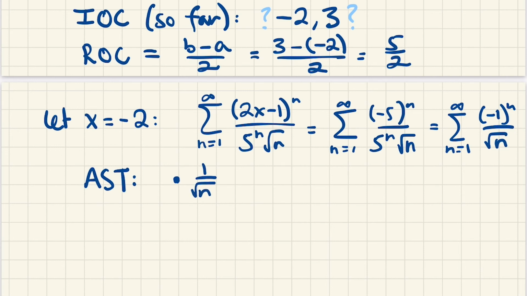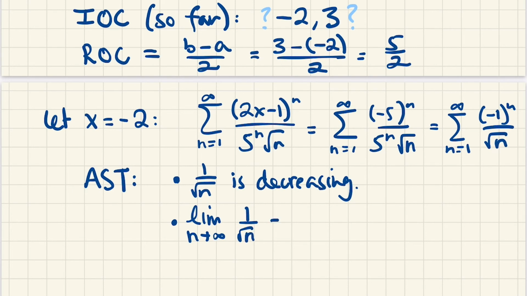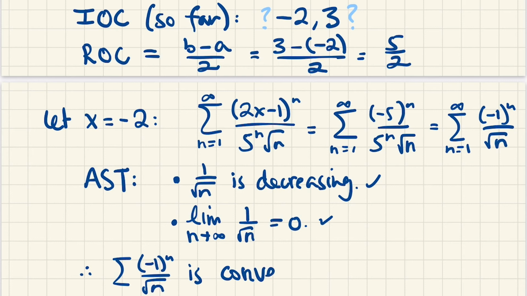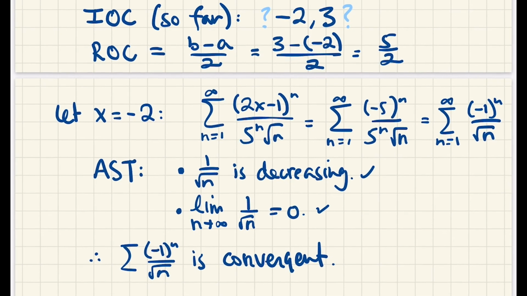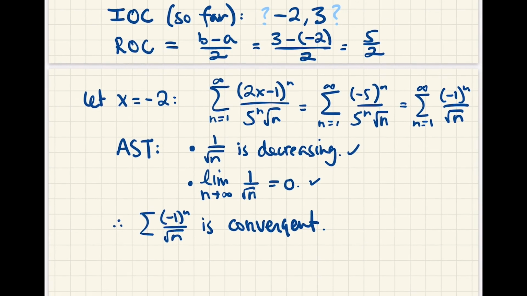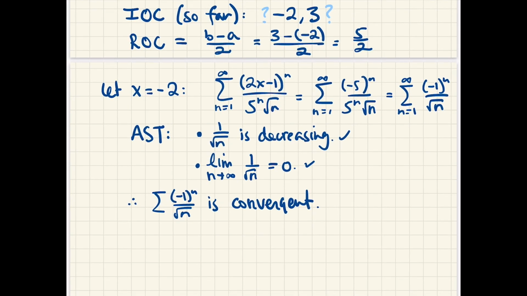So our b_n, which is this quantity here, is decreasing, and the limit of that quantity is quite clearly 0. So that means that this is a convergent series, which means -2 is included in the interval of convergence.